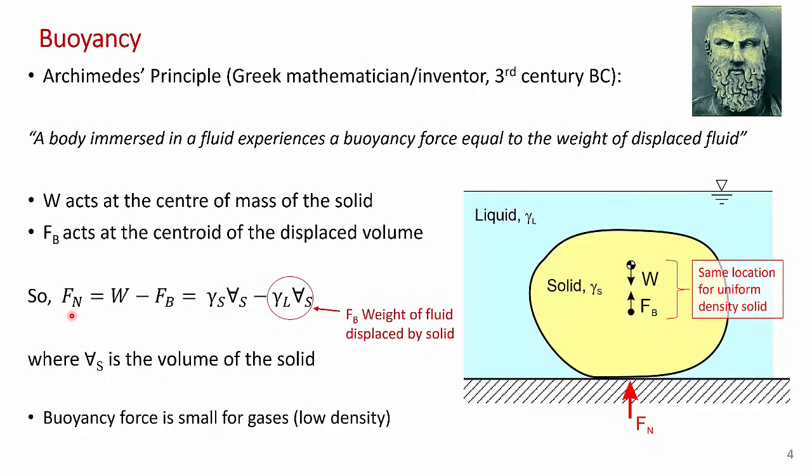So the normal force required to hold this object in static equilibrium is not just the weight, it's the weight minus the buoyancy force. The weight is obvious. It's the specific weight of the solid times the volume of the solid. That's just the weight of the solid. And then the buoyancy force is the specific weight of the liquid, we're assuming the body's fully immersed, times the volume of the solid. And so I've shown a rock here at the bottom of a lake, let's say immersed in a liquid. That's really obvious that we have an upward buoyancy force.